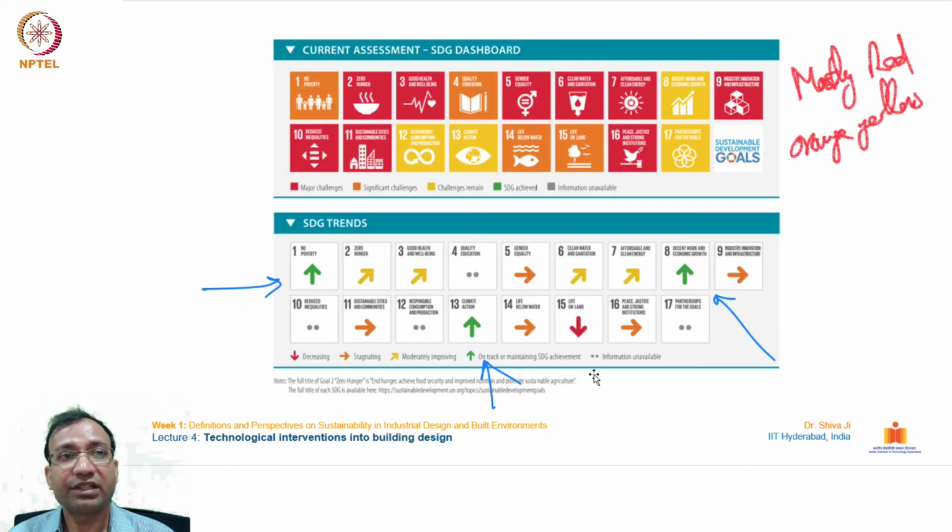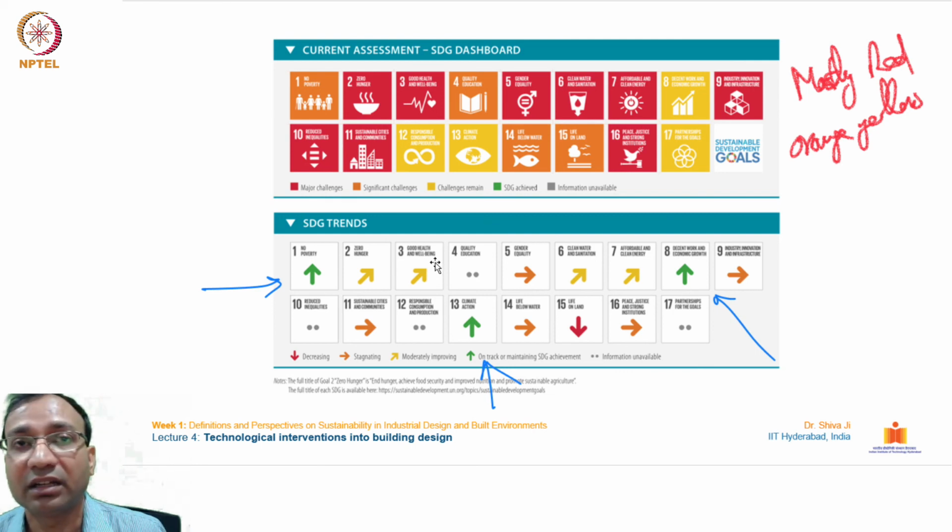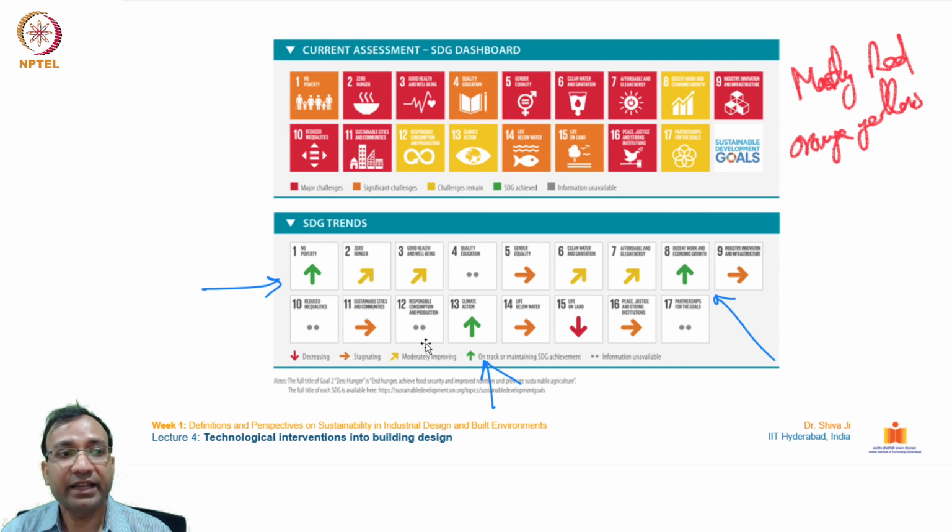In the next slide, this one talks about the same, how it is trending. We can see at least 3 green arrows over here. These are on the no poverty front, the 8th one is decent work and economic growth, and the 13th one is climate action. So we can see at least a satisfactory trending pattern in these 3 SDG points. And we see 4 arrows which we can say are moderately improving, at least 5 arrows with the stagnation mark, and one mark which is decreasing, which shows that significant effort is needed in this one.